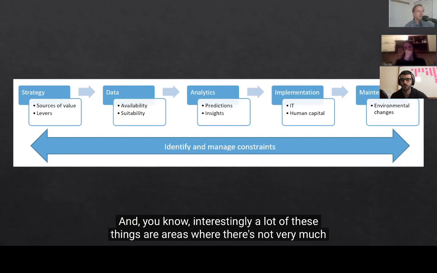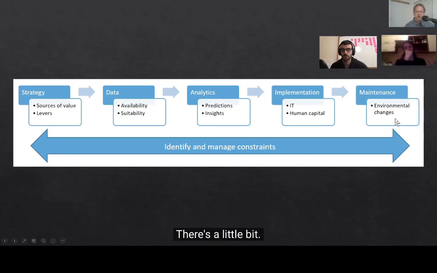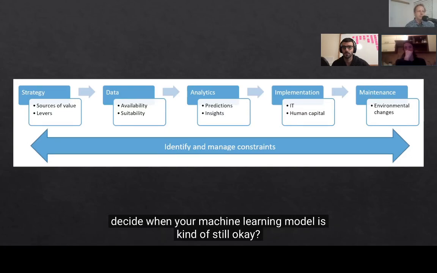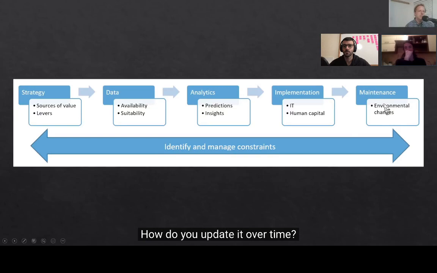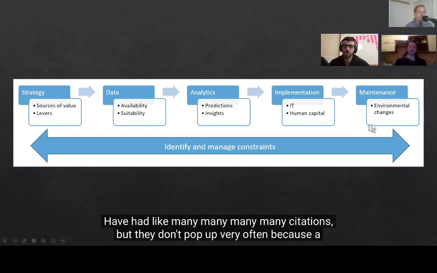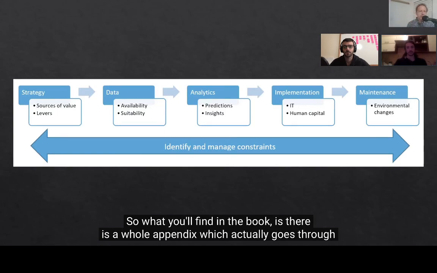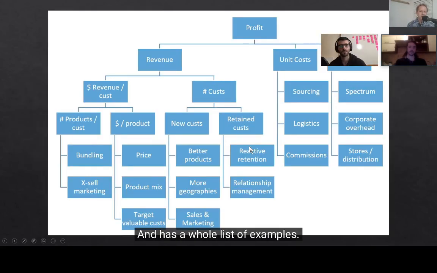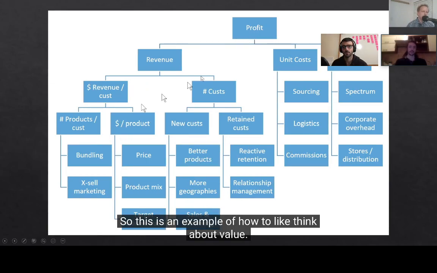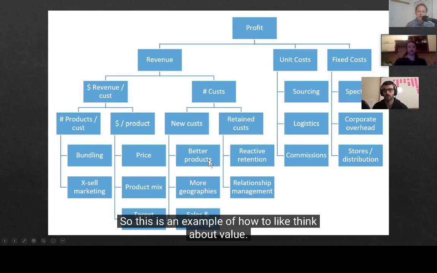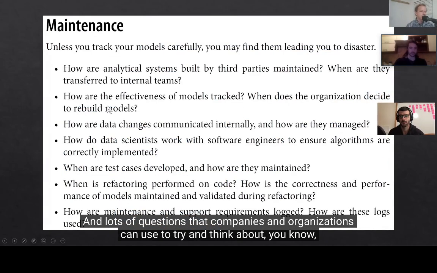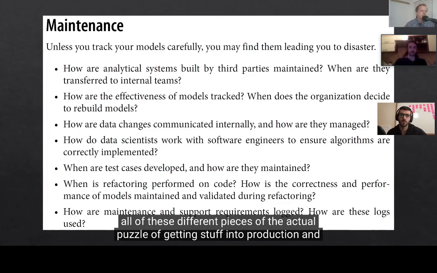Interestingly, a lot of these things are areas where there's not very much academic research. There's a little bit, and some of the papers, particularly around maintenance, like how do you decide when your machine learning model is still okay, how do you update it over time, have had many citations, but they don't pop up very often because a lot of folks are so focused on the math. And then there's the whole question of what constraints are in place across this whole thing. So what you'll find in the book is a whole appendix which goes through every one of these 6 things and has a whole list of examples. This is an example of how to think about value, and lots of questions that companies and organizations can use to think about all of these different pieces of the puzzle of getting stuff into production and into an effective product.